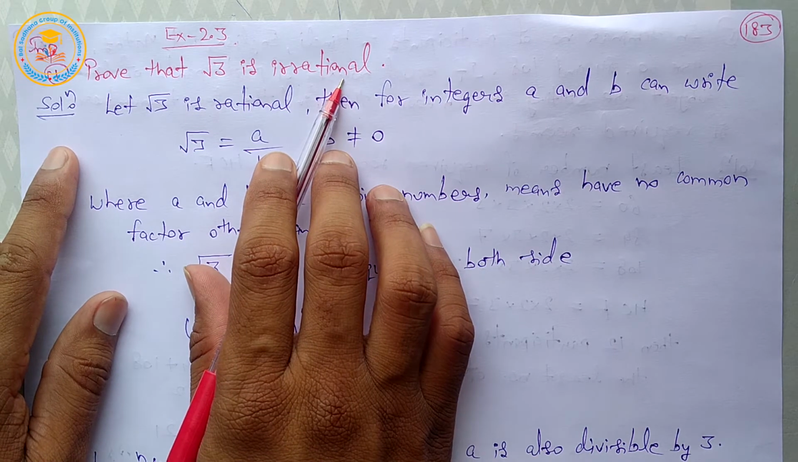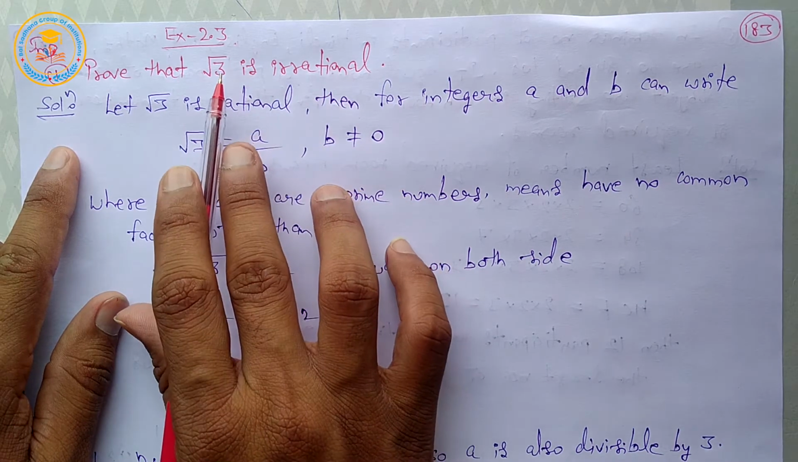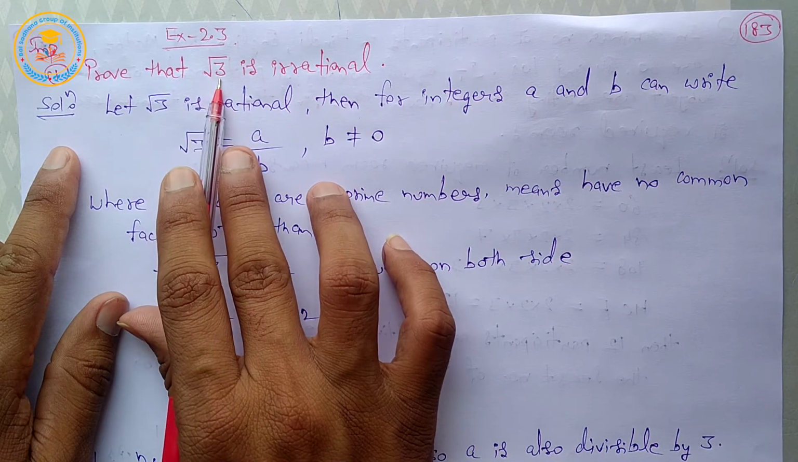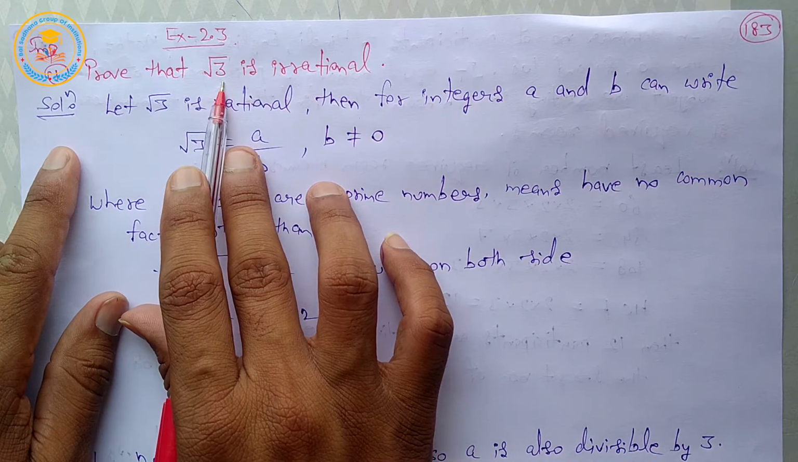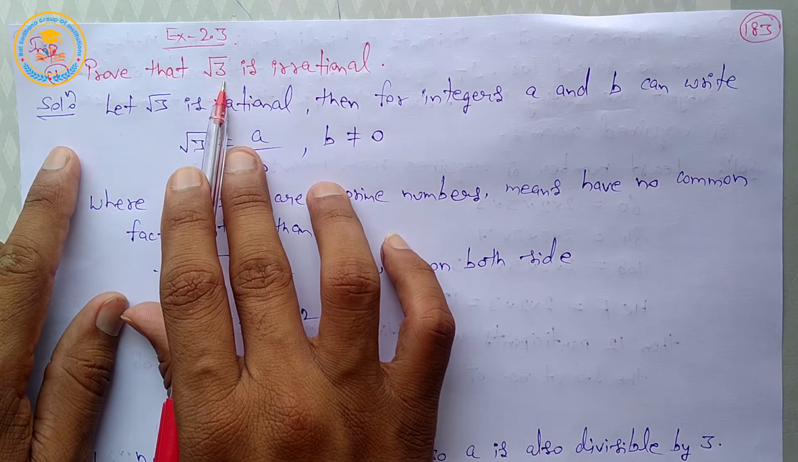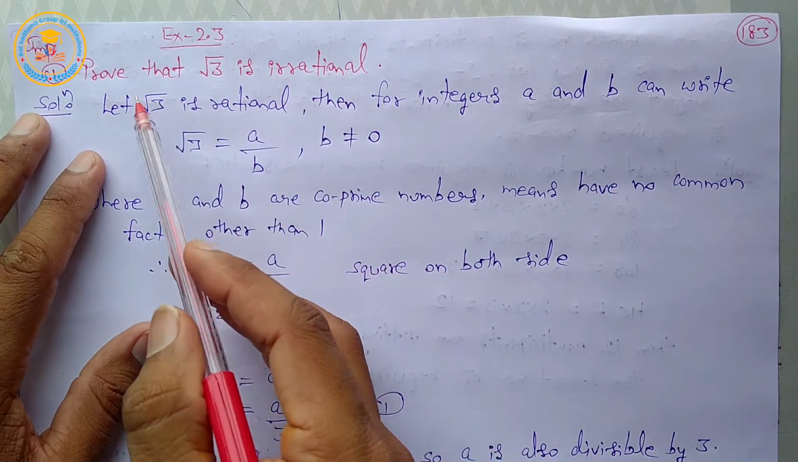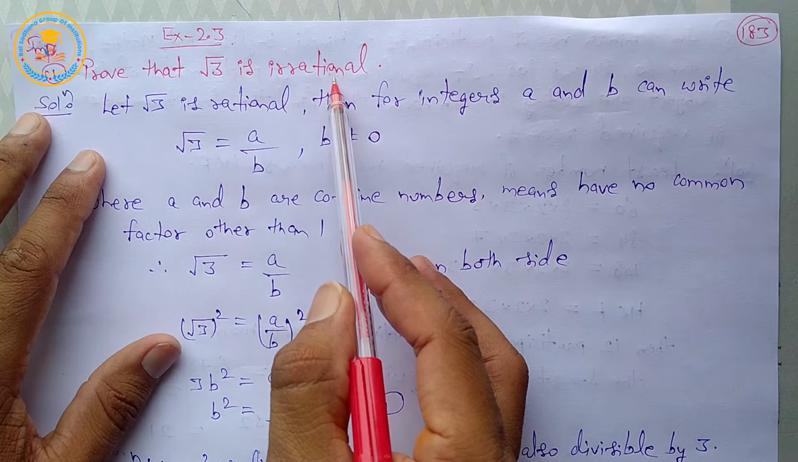Irrational means it is written in the form of a root and we cannot calculate the root. Here 3 is written in a root and we cannot calculate root 3 directly. Okay, now let's solve. Prove that root 3 is irrational.